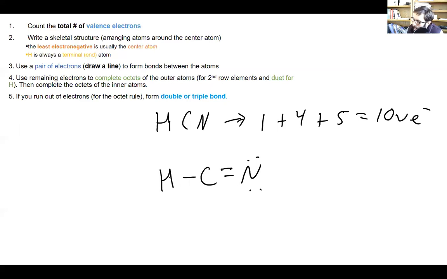Let's check it now. Hydrogen's still good. Carbon is not good. It only has 6, 2, 4, 6. Nitrogen has 2, 4, 6, 8. So nitrogen became good. But again, we're out of electrons. So we're going to have to make another bond here. So we're going to make a triple bond. And now let's check it out. Hydrogen has 2 still. Carbon has 2, 4, 6, 8. That's good. Nitrogen has 2 in the lone pair, 4, 6, 8. So that's the final answer.